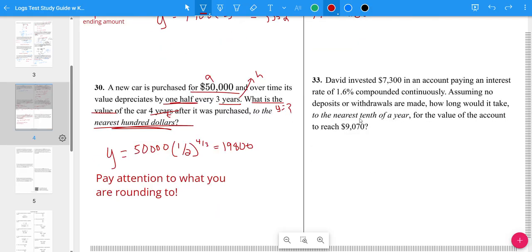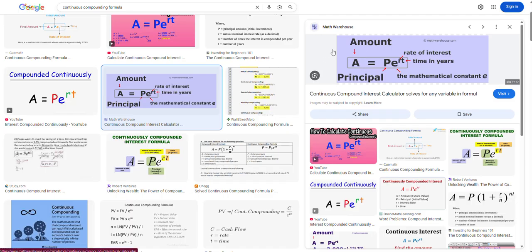And the continuous equation is so important to have as well. Now, just because it's the continuous equation doesn't mean we're always going to have to solve it this way, but it does happen to be this time. So David invested $73,000. That's my original amount. That's my principal. That's what I'm starting with. Once again, not my formula. I'm just showing you an image on the web here.